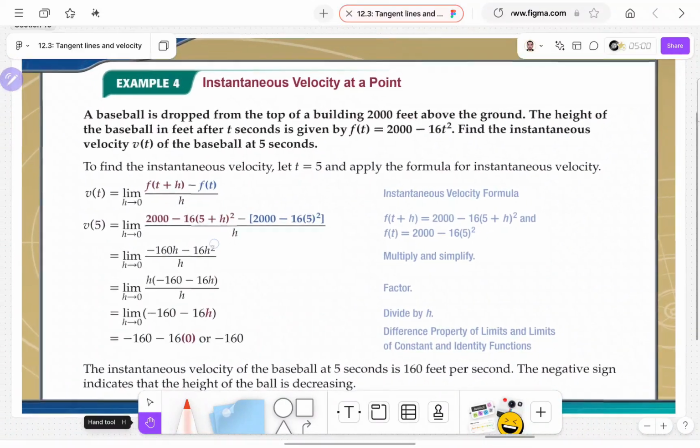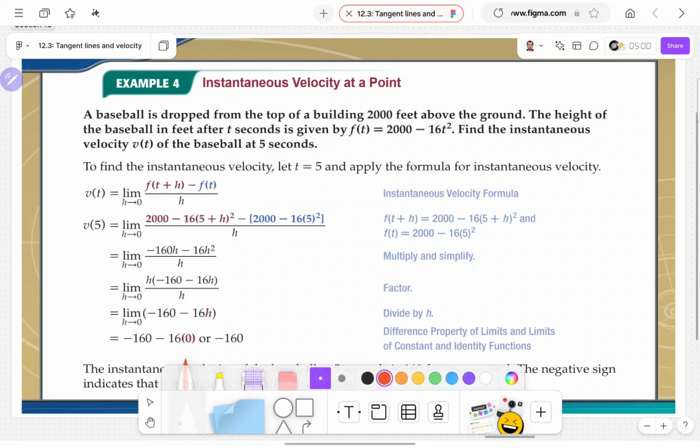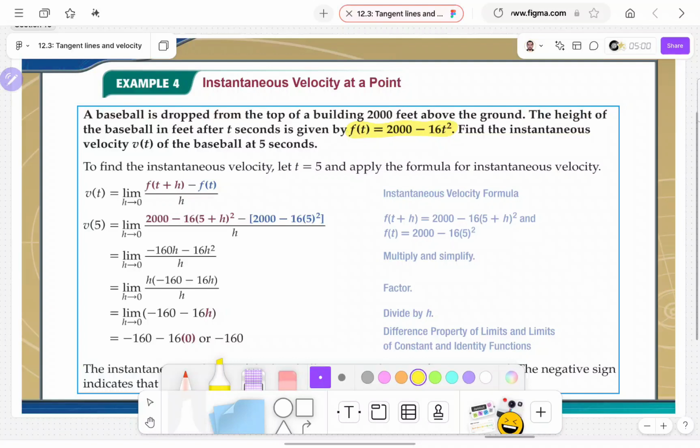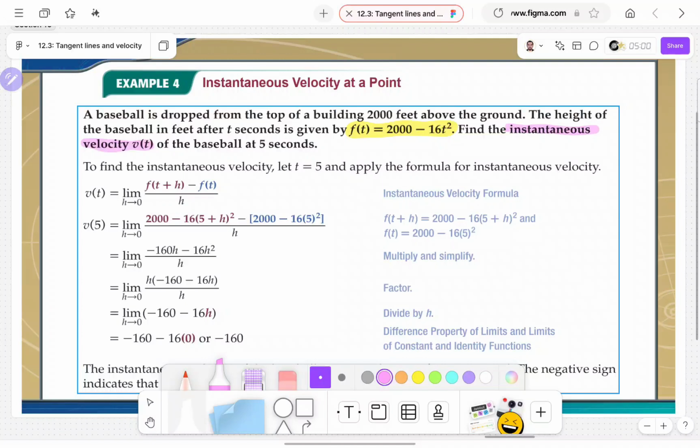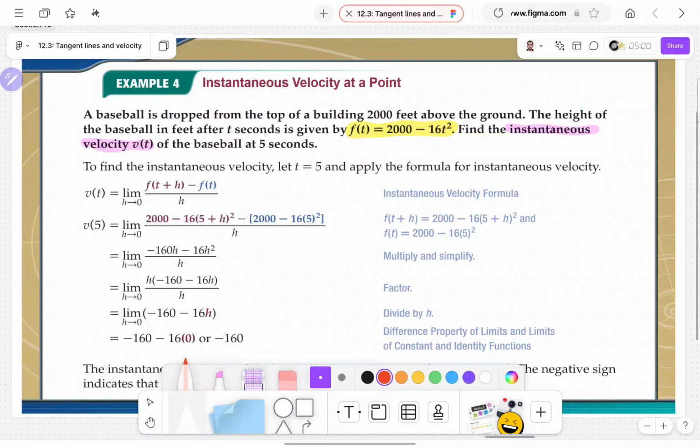Okay, now let's have a look at this example. This example is similar also to the first example we did, where I have the formula here. The formula is given in feet, f of t equal to 2000 minus 16t squared. It's mentioning here, find what? Instantaneous velocity. So instantaneous velocity means I need to find it at 1 point, which is at the second 5. So t is equal to 5. Now after I know that t is equal to 5 and the equation is this, let's write the formula.